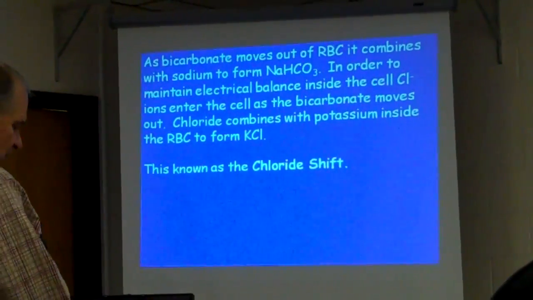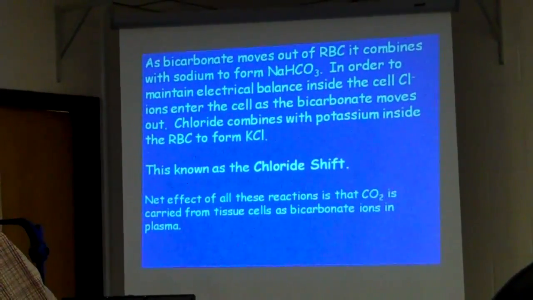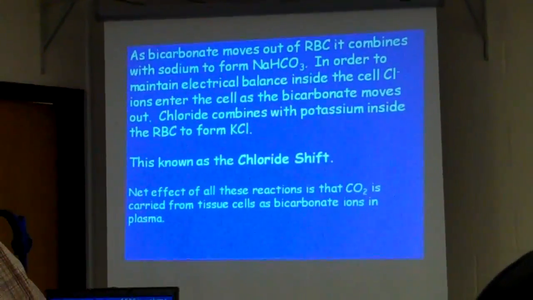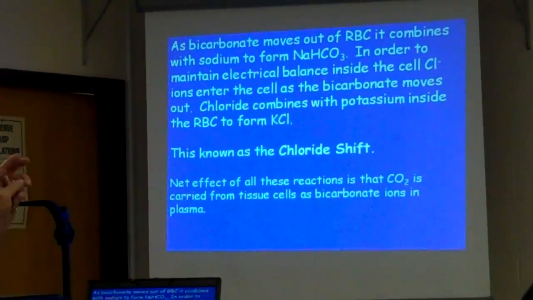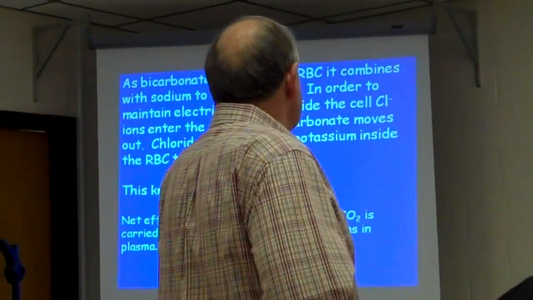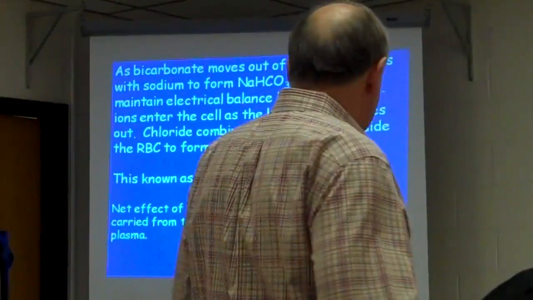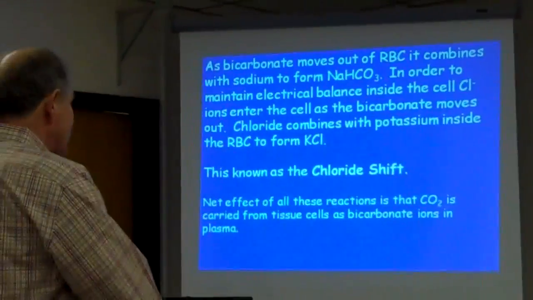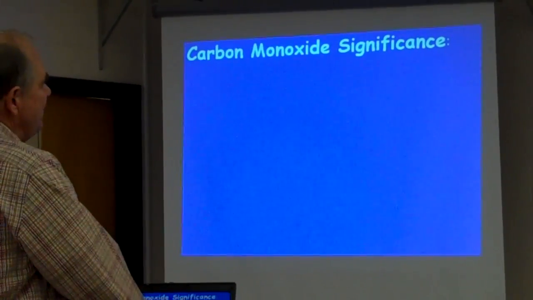All right, but anyway, that's the chloride shift, and you'll come across that one. The net effect of all these reactions is that CO2 is carried from the tissues as bicarbonate ions in the plasma. The net effect of all this stuff we've been talking about is that carbon dioxide is carried from tissue cells as bicarbonate, that is the majority of it, as bicarbonate ions in the plasma. And so that's just the deal on carbon dioxide. I do want to make you aware of this, and this means a whole lot.